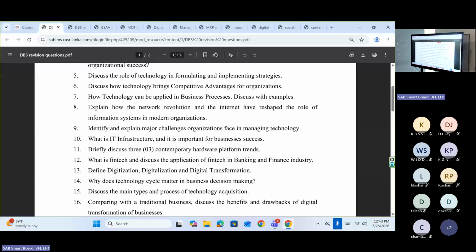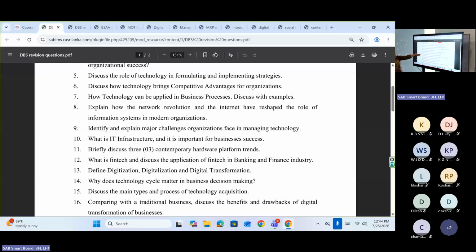So in this case, try to remember different business processes of organizations, like accounting process, HR process, production process, manufacturing, and then you provide some examples for technologies that they use. And also explain how the network evolution and the internet have reshaped the role of information systems in modern technologies. And identifying and explaining challenges organizations face managing technology. So these answers will be in lesson 2.